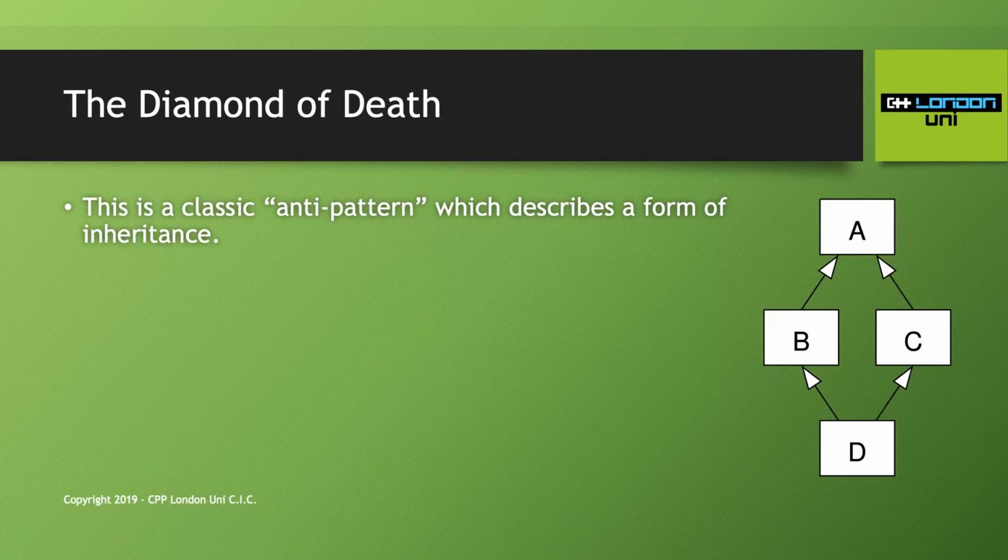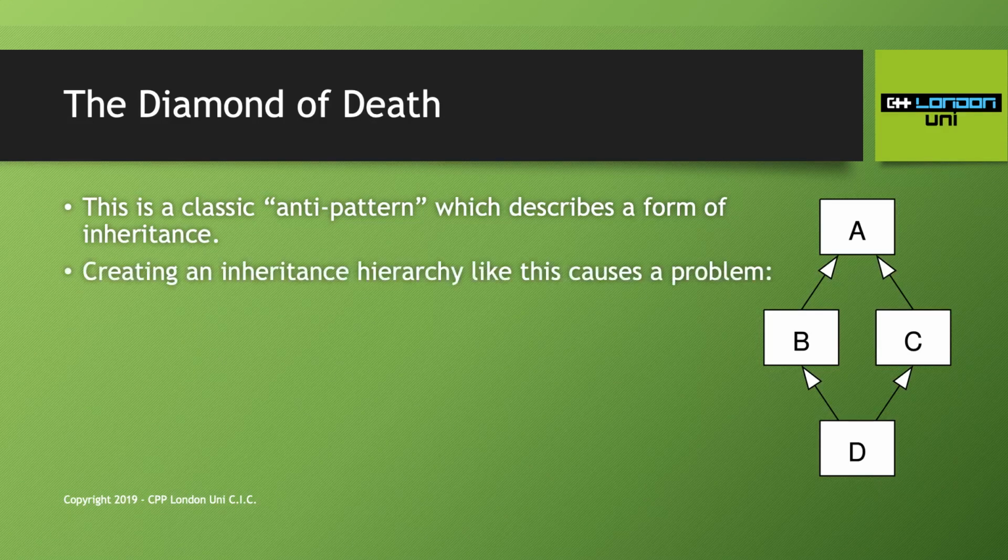So to explain this, we have D here, which is the most derived class, as it were. These arrows are pointing to what's being inherited from. So D inherits from B, and it also inherits from C. B inherits from A, so A is the most base class. And C also inherits from A. And this causes a problem, specifically related to C++, which is that the D class will have 2 copies of A.